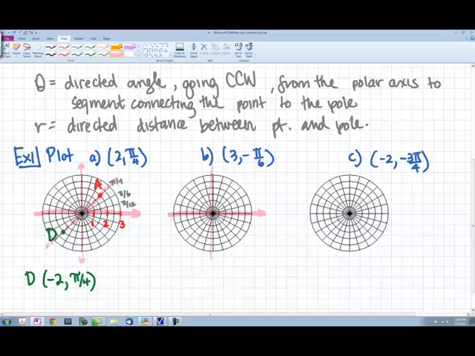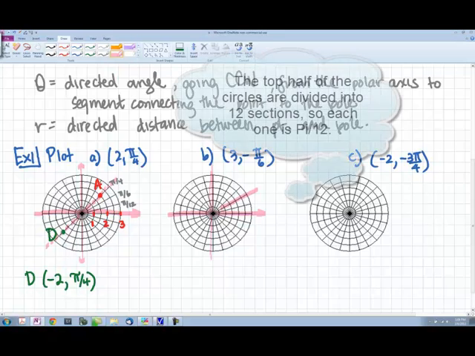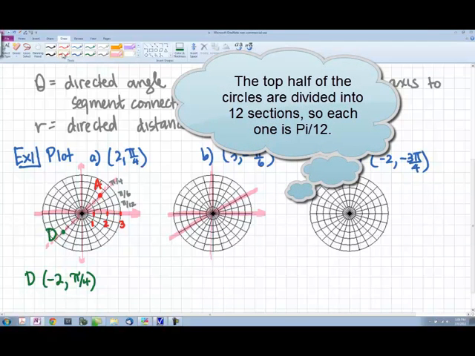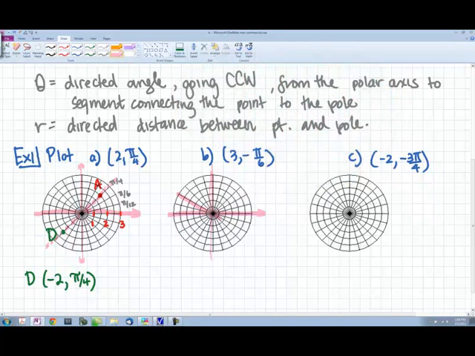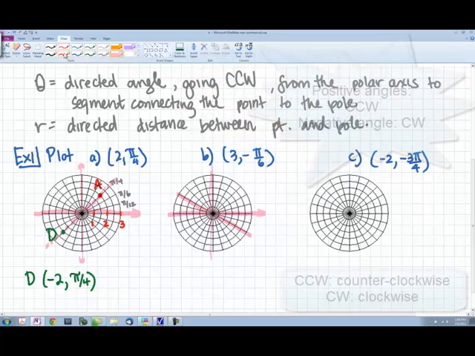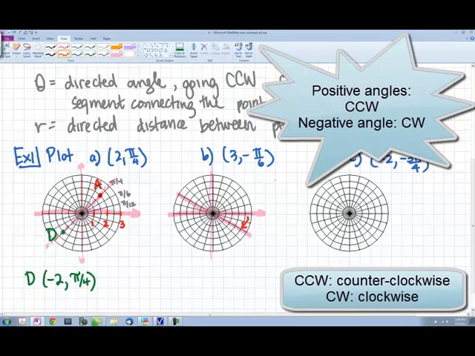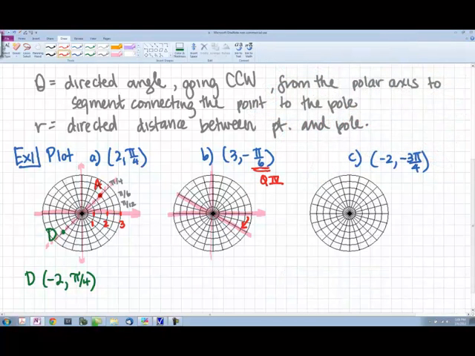And I want to plot the point (3, negative pi over 6). So we need to find where pi over 6 is. Okay, pi over 6 is the second line over here, but it's a negative angle. So wait, I don't actually want that one. I want it to go in the negative direction, so it's going to look like this. This is negative pi over 6. So negative pi over 6 is in quadrant 4, so I'm going to count 3 in that particular direction. So my point is going to be in quadrant 4.